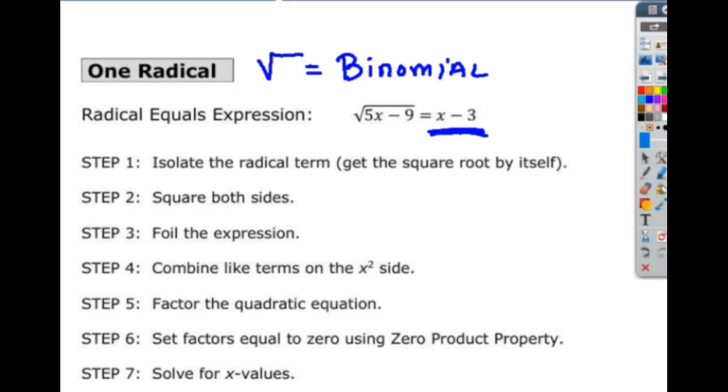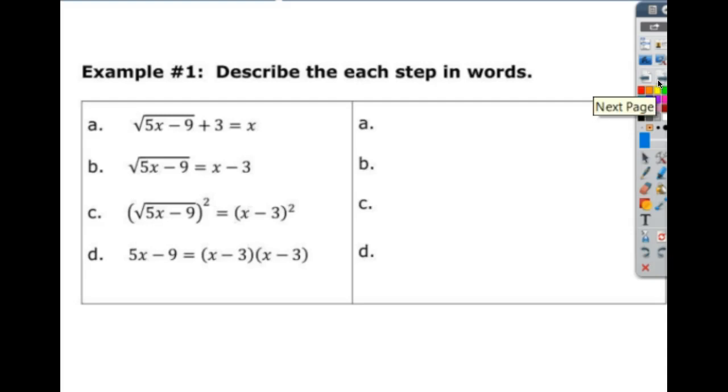The first word in the first step is isolate the radical term. Please underline the word isolate, because you can't do step 2 until you've done step 1. The first step is to isolate the radical term, the part that has the square root. So we'll go through all of the steps in just a minute, but let's go ahead and look at example number 1.